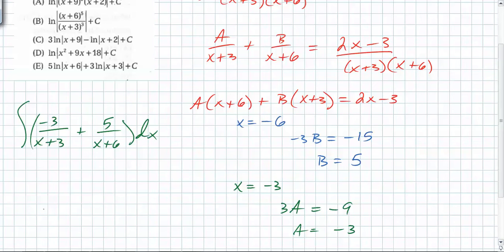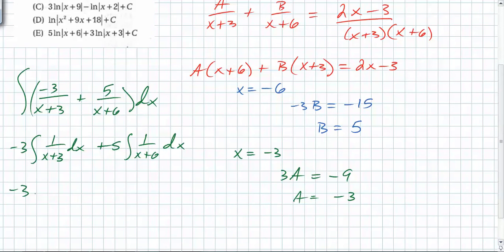And how many integrals is that really? You're just doing two of them. You're doing negative 3 times the integral of 1 over x plus 3 dx plus 5 times the integral of 1 over x plus 6 dx. So what is that going to be? Negative 3 times ln of the absolute value of x plus 3, plus 5 times ln the absolute value of x plus 6, plus C.